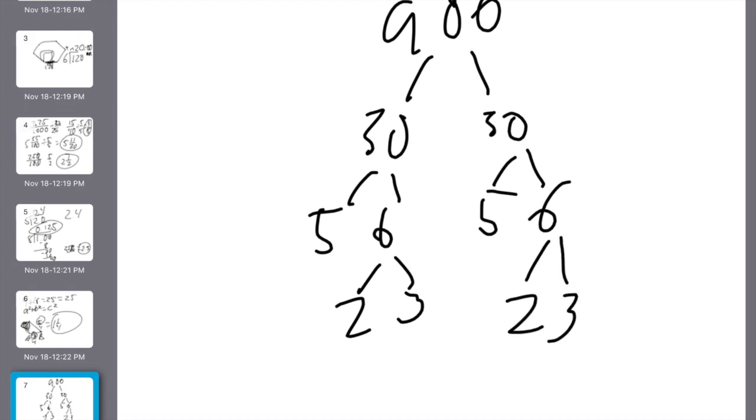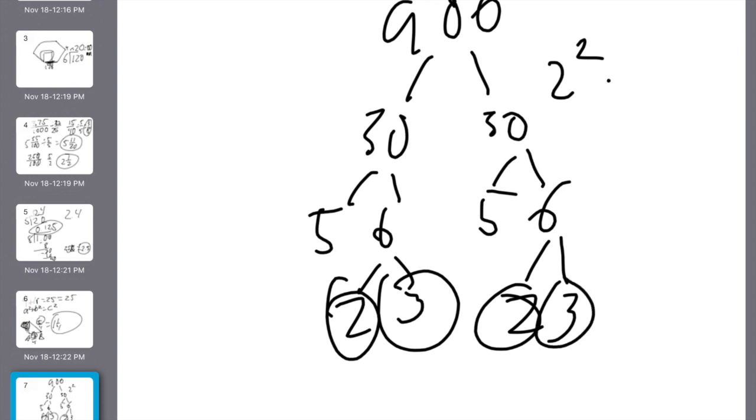B says write the prime factorization using exponents. Start with the smallest. I got 2 of those, so I got 2 squared. I got 2 of those times 3 squared. I got 2 of those times 5 squared.